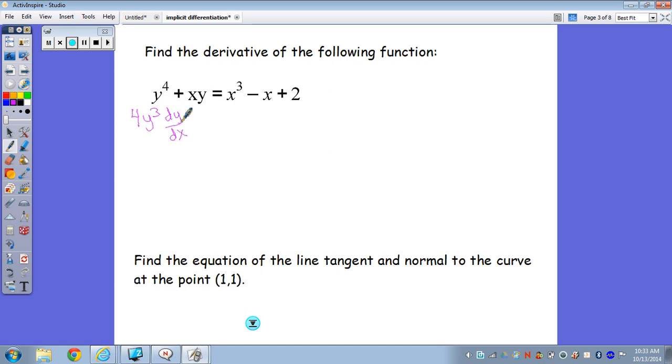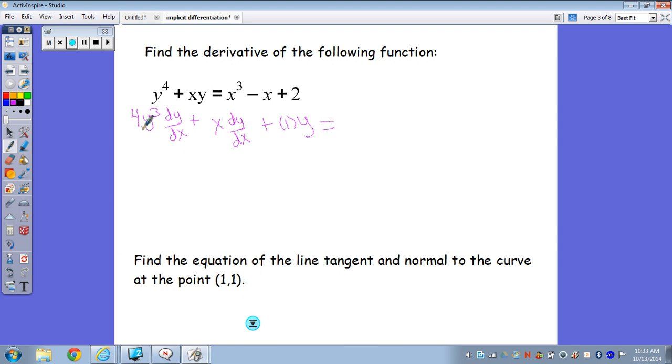Okay, so I get 4y cubed dy/dx plus, now I have x times y, which means it's the product of 2 functions, which means I must use product rule. So when I do product rule, I'm going to do the first times the derivative of y, which is going to be 1 times dy/dx, plus the derivative of x, which is 1 times y. So that's my product rule.